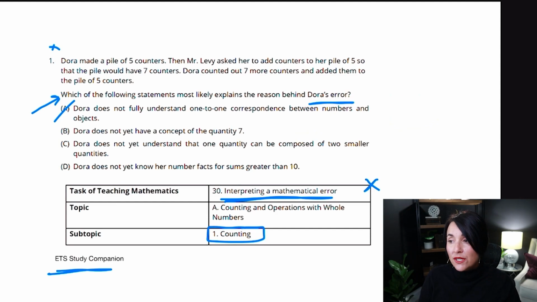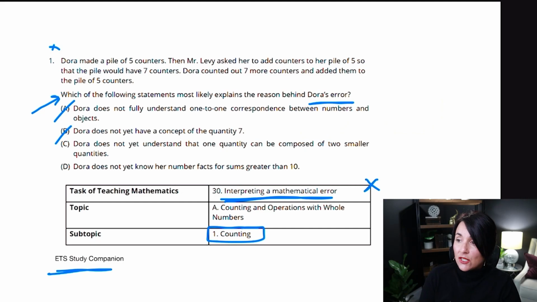B, Dora does not yet have a concept of the quantity 7. Well, that's not true either because she counted out 7 counters and added them to the 5. So she knows what the quantity 7 is. She went 1, 2, 3, 4, 5, 6, 7 and put them on the pile of 5. So B is out. C, Dora does not yet understand that one quantity can be composed of 2 smaller quantities.